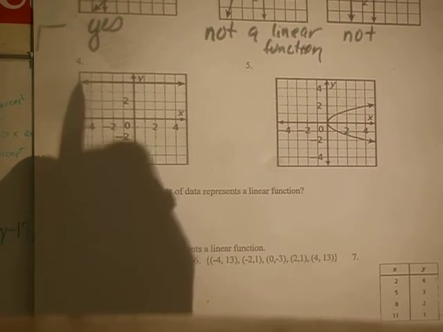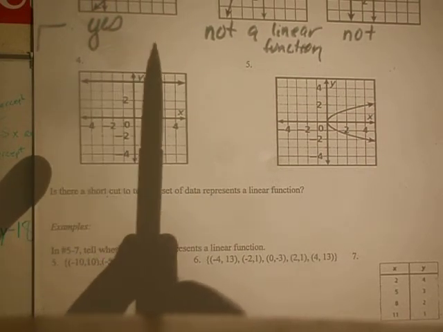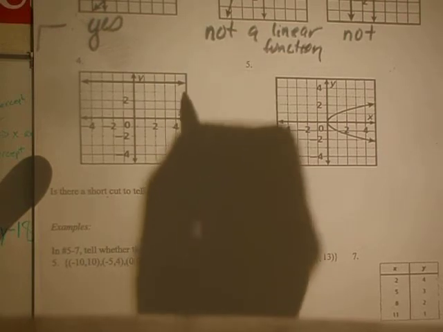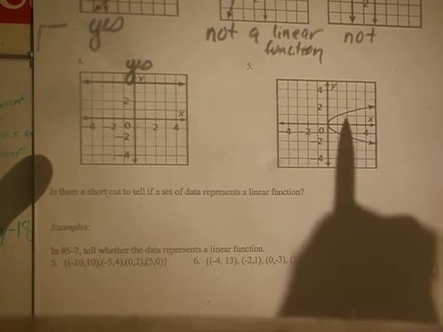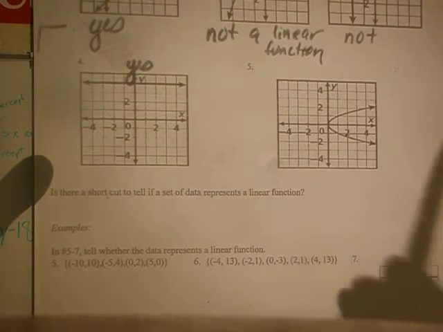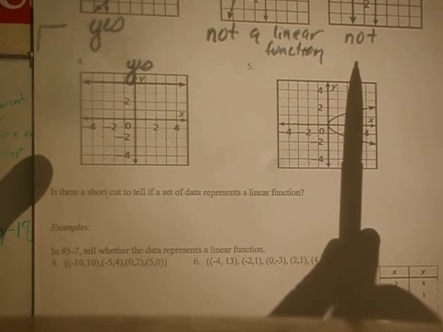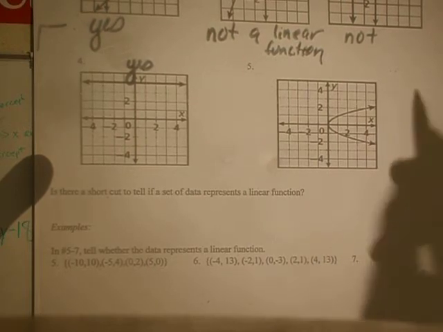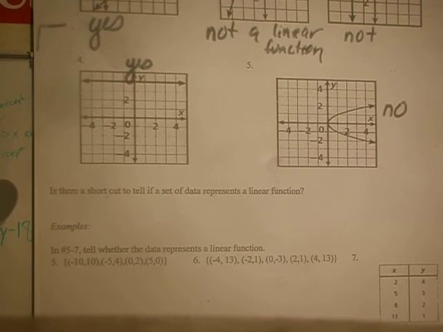Number 4, it is a straight line, and if you do the vertical line test, it is a function. So this one would be a yes. And number 5, it's not a straight line, and as you do the vertical line test, it's not a function. So this one is no in both cases.